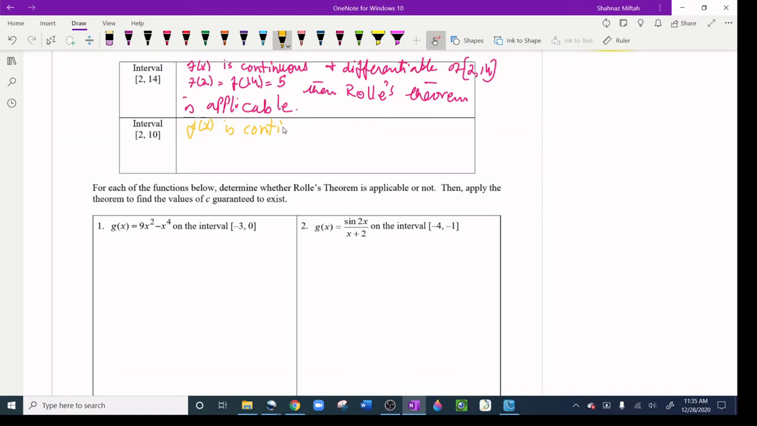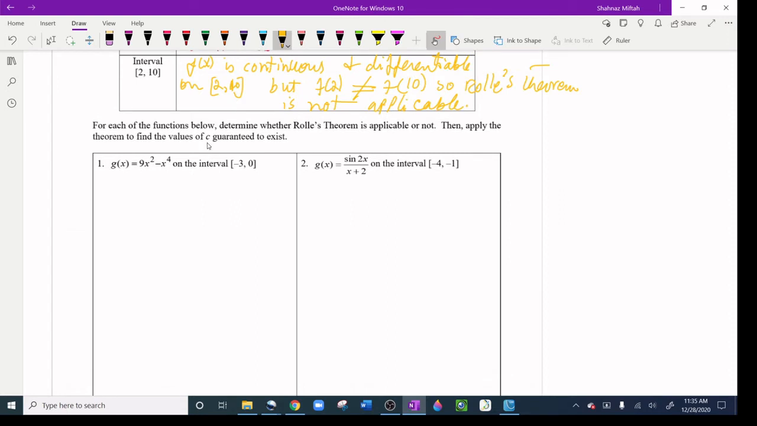There. Next one: for each of the functions below, determine whether Rolle's theorem is applicable or not, then apply the theorem to find the value of c guaranteed to exist. If we meet the three conditions, then we're going to find the c. How do you find the c? We're going to apply f prime c equals 0. That's how we find c.